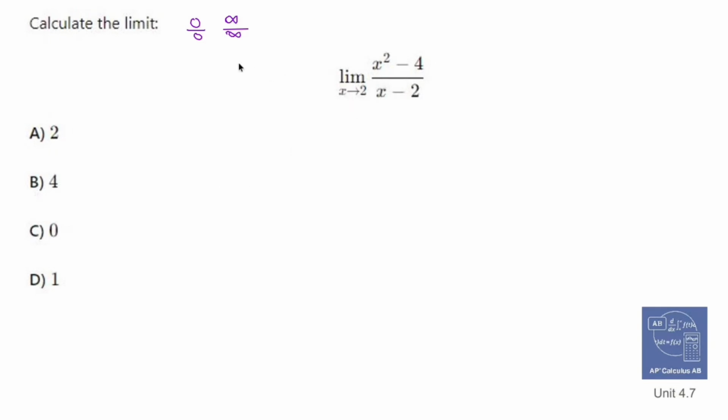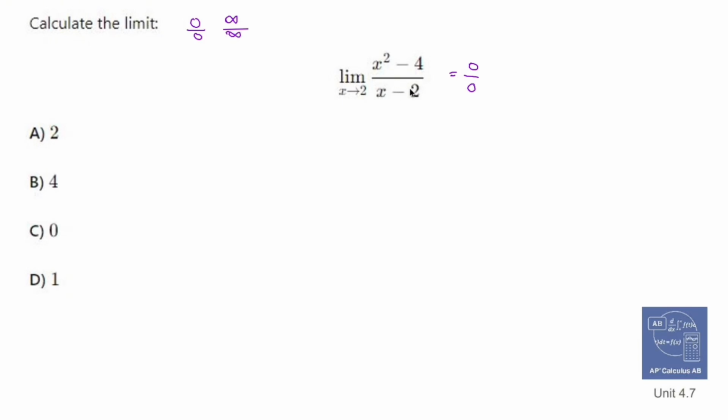L'Hopital's rule says that if I were to plug in 2, I would get 2 squared minus 2 squared, which is 4. That would be 0. I would get 2, that would be 0. That is an indeterminate form. Okay, that's bad. All right, so I can't plug in 2.